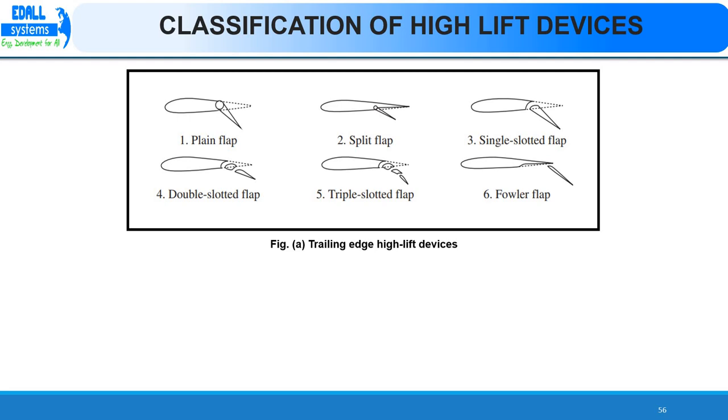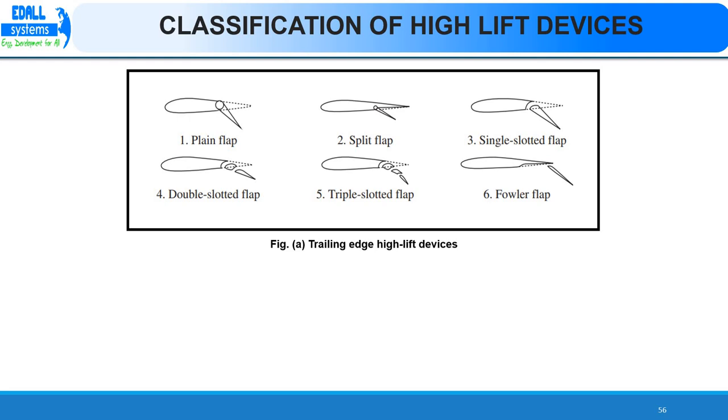The fourth one is double slotted flap. This is similar to single slotted flap, but this flap has two slots, which means the flap is divided into two segments, each with a slot as shown in figure A4. Transport aircraft such as ATR-42 and jet aircraft such as jet trainer Kawasaki T-4 use double slotted flap.